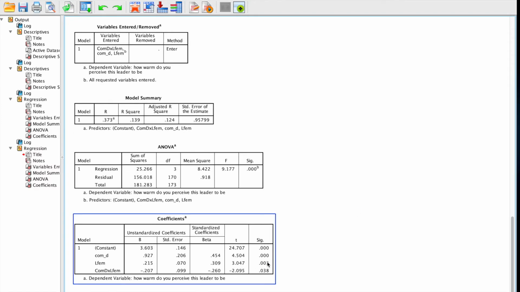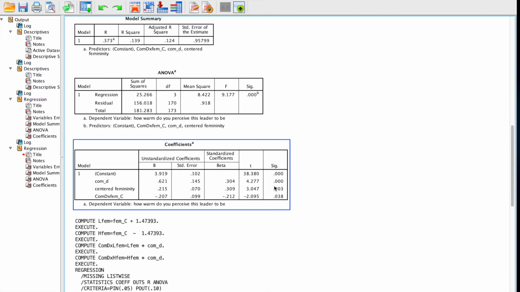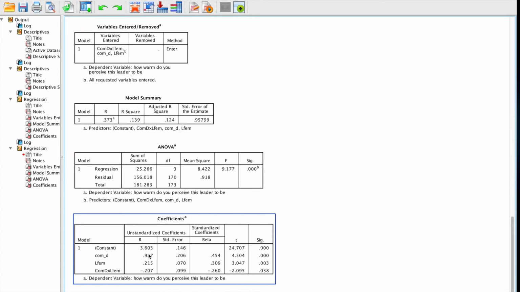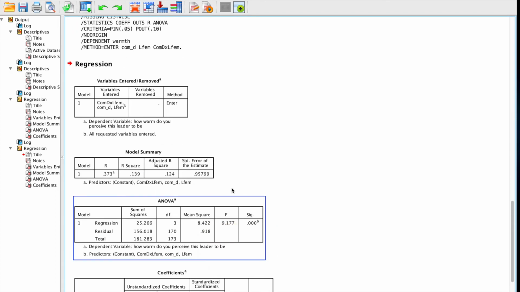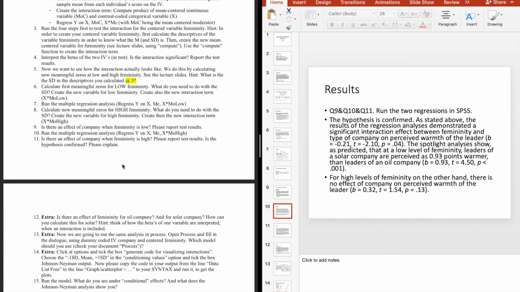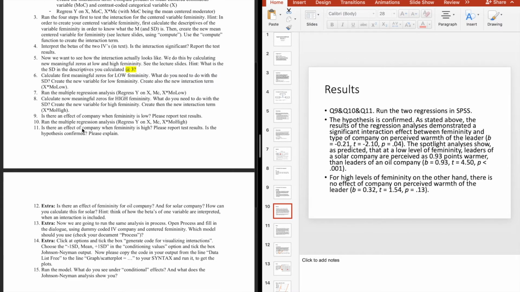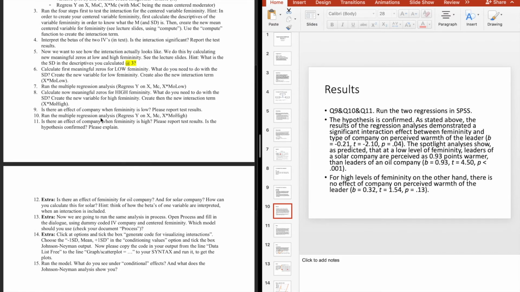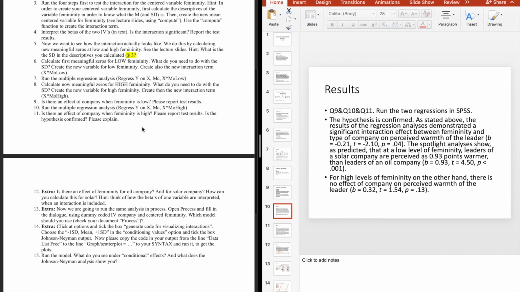Okay, this is what we see. So the significance levels, if you compare, are the same. However, the coefficients changed. Yes. And this is for the low level. Before that, we run the same multiple regression for high level, okay?